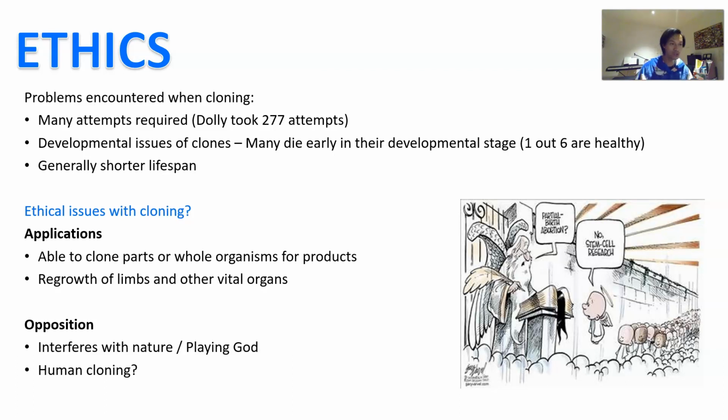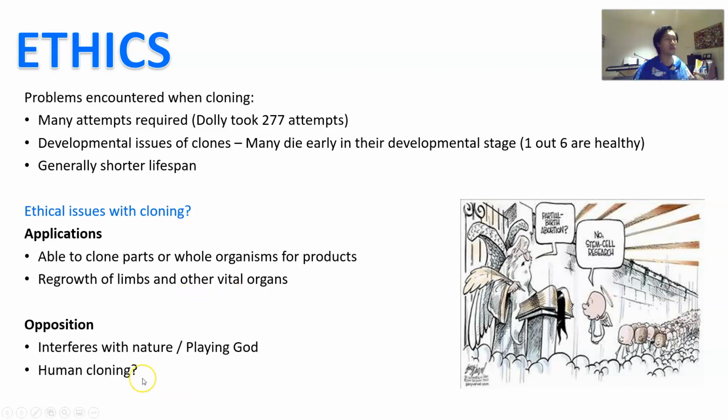Now, there are also significant ethical issues to think about with cloning, right? The applications involve being able to clone parts or whole organisms for products, right? And then you can regrow things like limbs and other vital organs in your clone and then transfer them back into your individual. And the opposition can really be thought of as whether or not that interferes with nature or plays God. Should individuals be cloned? Should parts of an animal be cloned just to provide organs for another animal, or should that animal have its own animal rights and be able to live its own life, etc., etc.?